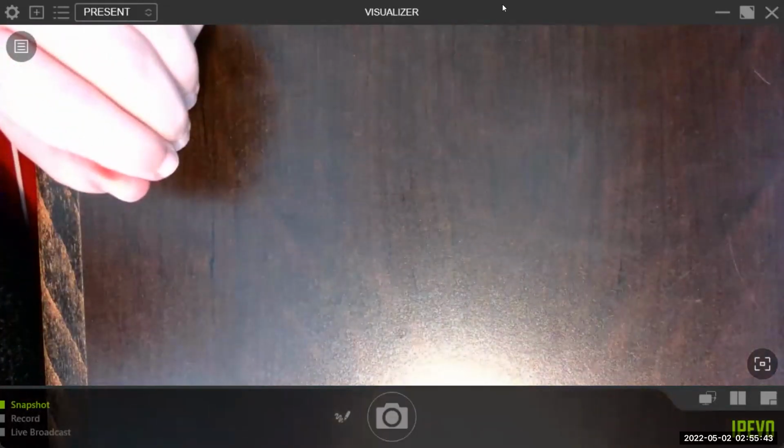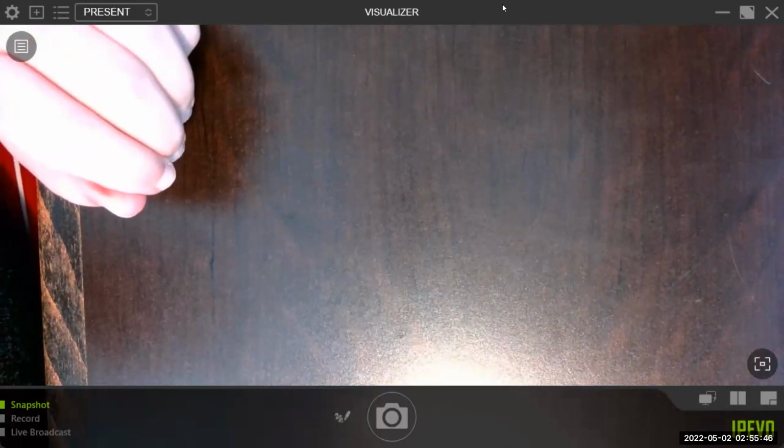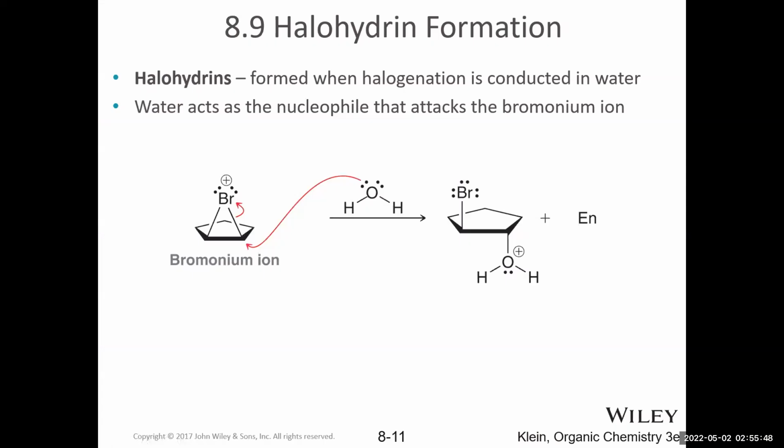Right, moving back to the slide. Let's move on to the halohydrin formation reaction. Halohydrins are formed when halogenation is conducted in water. Water will actually act as the nucleophile that attacks the bromonium ion instead of bromide. So you can see the same bromonium ion is formed that we formed in halogenation. Water is doing a nucleophilic attack. It's an SN2-like reaction, and therefore we get the anti-addition product, just like with halogenation.